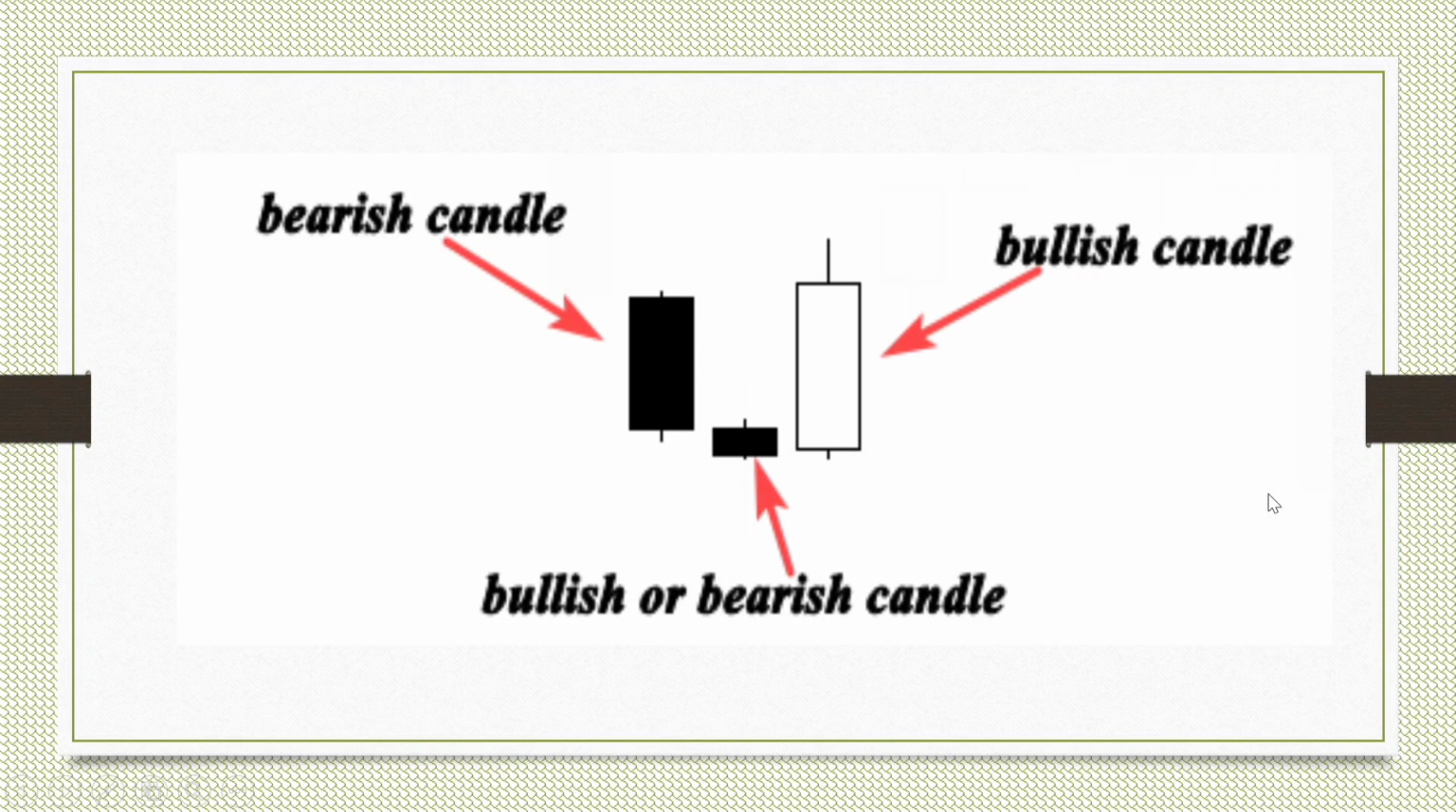Now this is what it looks like. It consists of three candlesticks, right? The first one is the bearish candle, and the second one here is the candlestick with little body. Like I said, it can be a bullish or a bearish candle. In this case, it is a bearish candle, right? And then the candle that follows next is a bullish candle that engulfed the previous one.